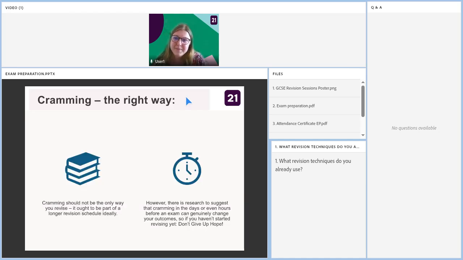Lastly, then, Mel said she quite liked this one, cramming the right way. So I'm so sorry if there's any teachers on here and you tell your students that cramming doesn't work. I'm going to undo everything you've just said. I'm sorry. It does have its benefits. That's what I'm going to say. It doesn't work if it's the only way you revise, though.